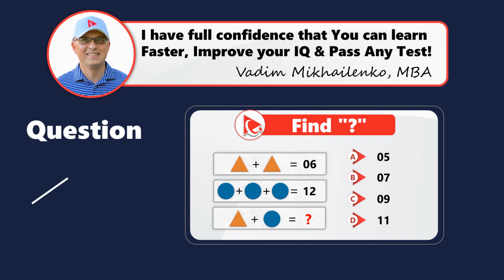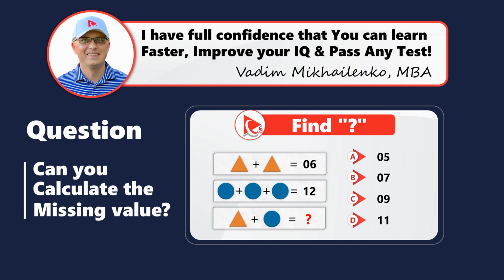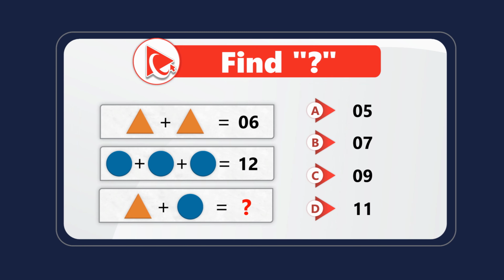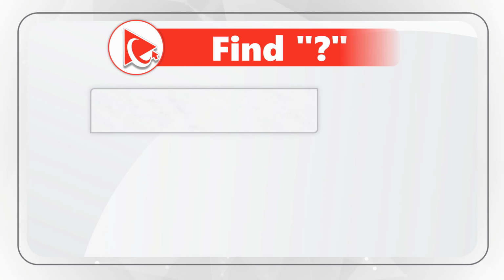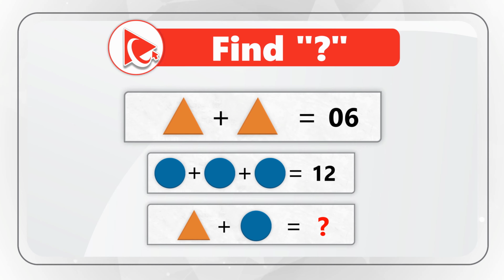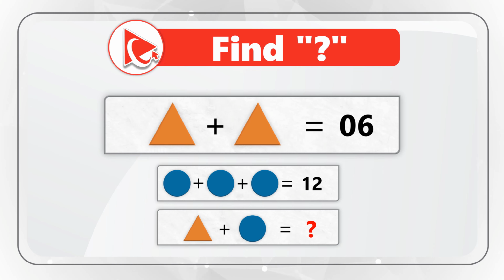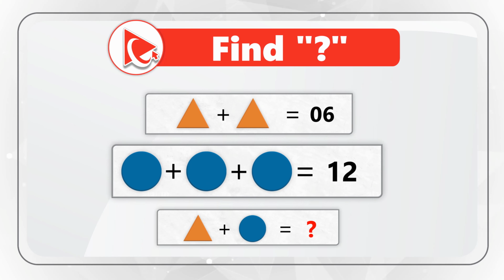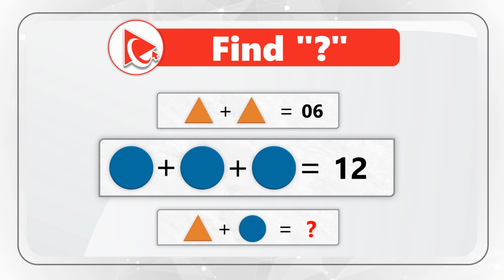Here's an interesting cognitive abilities test question to see how well you can deal with abstract concepts. You're presented with 3 expressions. In each expression, there are shapes and numbers. The first expression is triangle plus triangle equals 6. The second expression is circle plus circle plus circle equals 12.